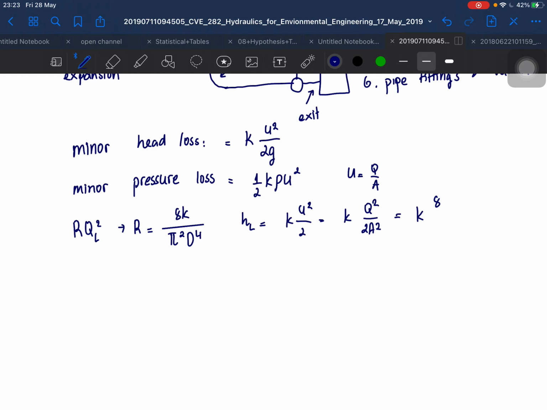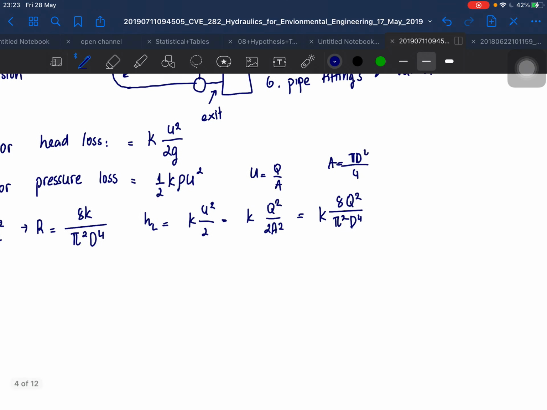So what's in the bottom? We can do it as Q squared, and A is pi d squared over 4, right? Okay, so now we have pi squared d to the fourth. So we can write it as RQ squared. This is called the minor loss that is expressed in terms of the fluid resistance. So R is called the fluid resistance.